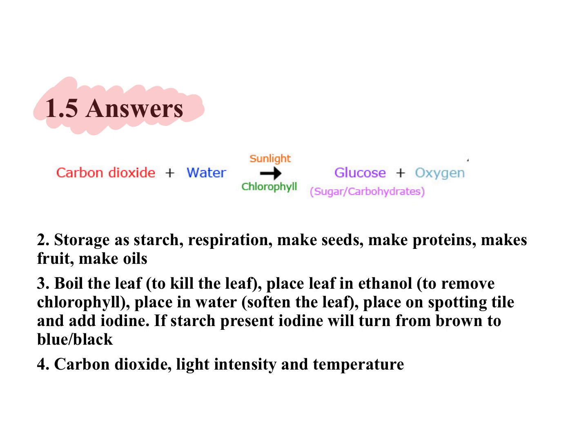Number 3, describe how to test a leaf for starch. So the first part that we do is we boil the leaf to kill the leaf, place the leaf in ethanol to remove any chlorophyll, place in water to soften the leaf, place on a spotting tile and add iodine. Then if starch is present, iodine is going to result in a positive test of going from brown orange to blue-black. Question number 4, name 3 limiting factors. So we have carbon dioxide, light intensity and temperature.